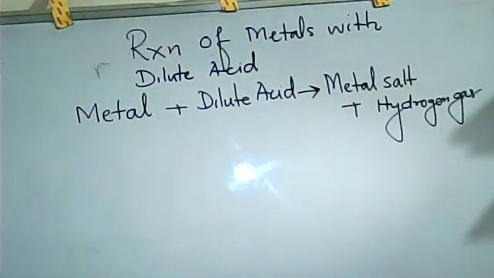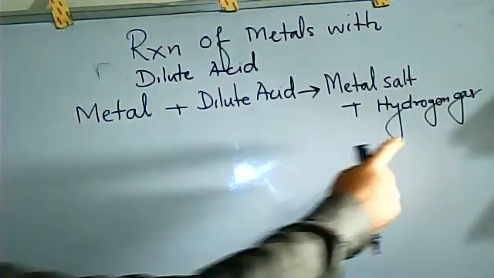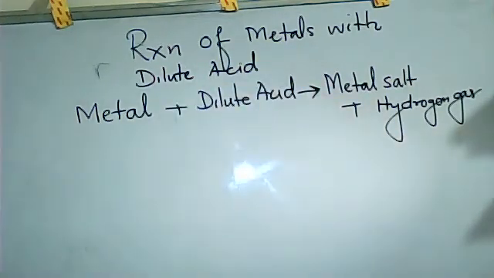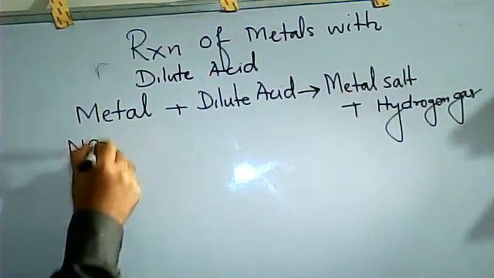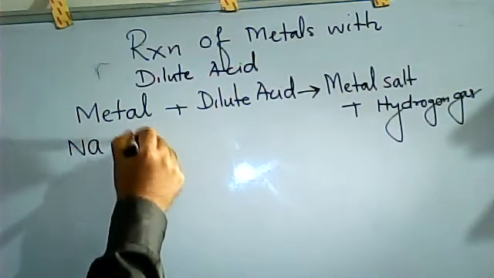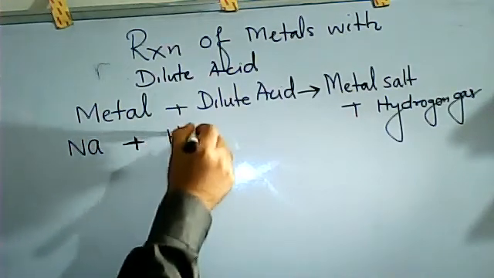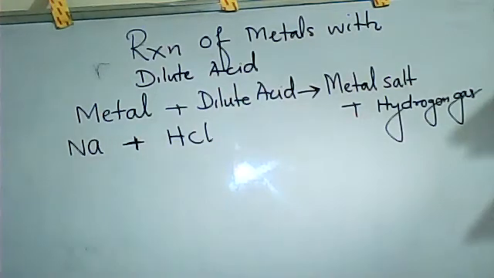Okay, dear. So we have a reaction where metal reacts with dilute acid to form metal salt and hydrogen gas. This hydrogen gas is the important gas which is liberated in this reaction. So we will take examples one by one. First of all, we'll take the metal sodium. So this sodium will react with a dilute acid, that is hydrochloric acid in dilute concentration.